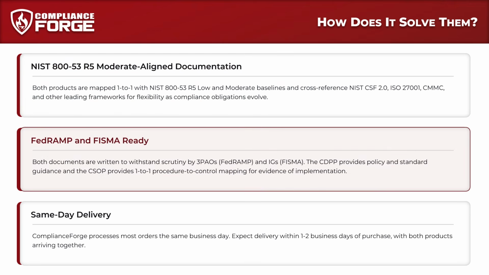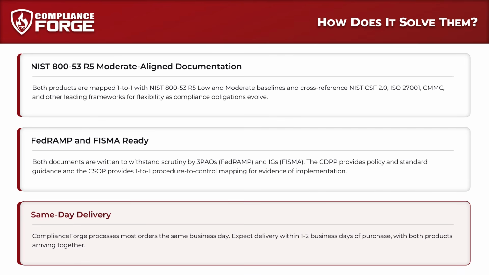The second is FedRAMP and FISMA readiness. Both documents are written to withstand scrutiny by third-party assessment organizations and by inspectors general. The CDPP provides policy and standard guidance, and the CSOP provides one-to-one procedure to control mapping for evidence of implementation. And the third is same-day delivery. ComplianceForge processes most orders the same business day. Expect delivery within 1 to 2 business days of purchase, with both products arriving together.